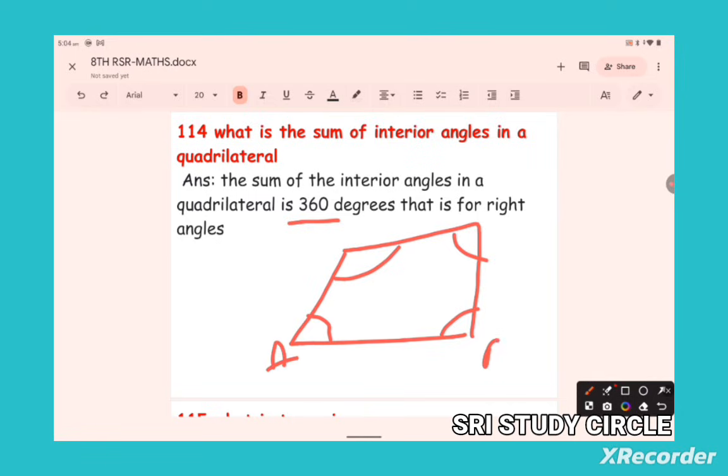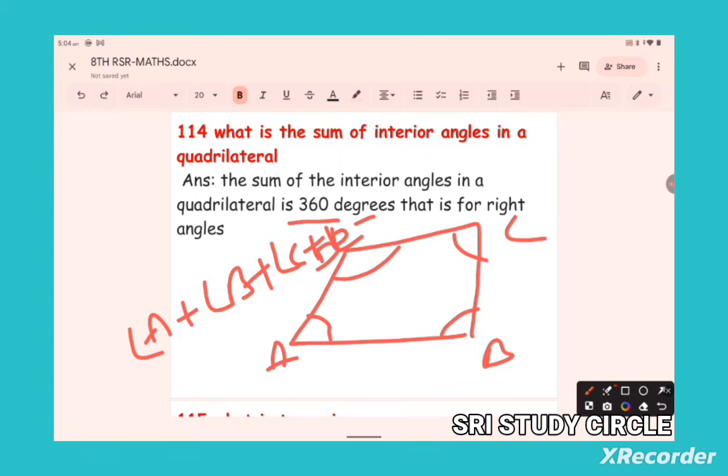Suppose ABCD is a quadrilateral. Angle A plus angle B plus angle C plus angle D is equal to 360 degrees. Sum of all four interior angles of a quadrilateral is equal to 360 degrees.